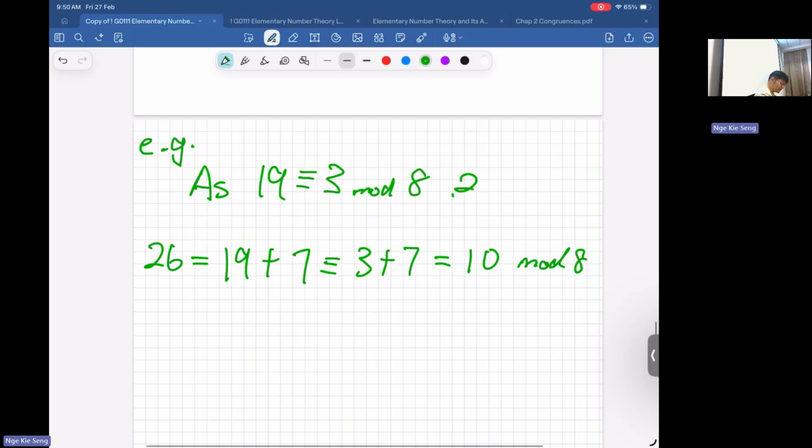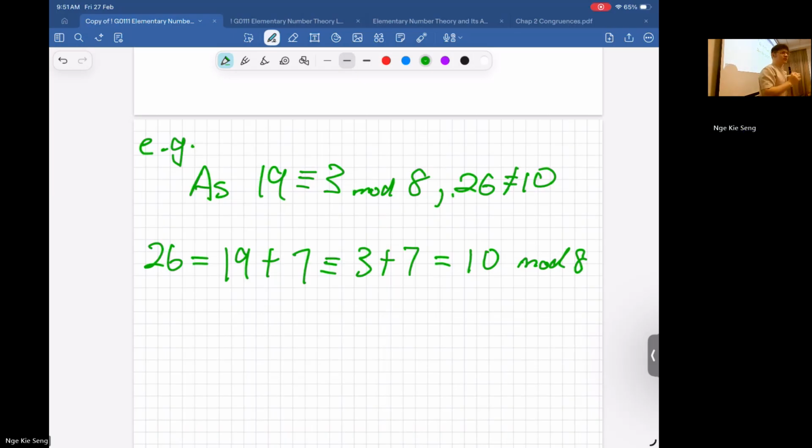Obviously, 26 is not equal to 10. That's why we need this second symbol here, the triple equal. They are not the same, but we claim that they are the same after dividing by 8. I mean, their remainders are the same. Is their remainder the same? You need to write the division algorithm. 26 equals 3 times 8 plus 2. 10 equals 1 times 8 plus 2. So they have the same remainder. Make sense?